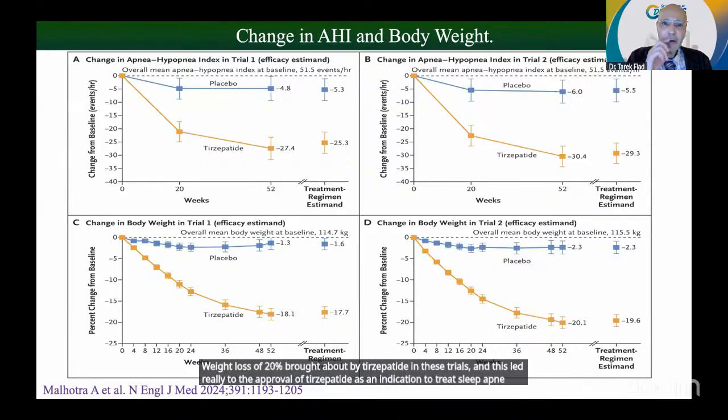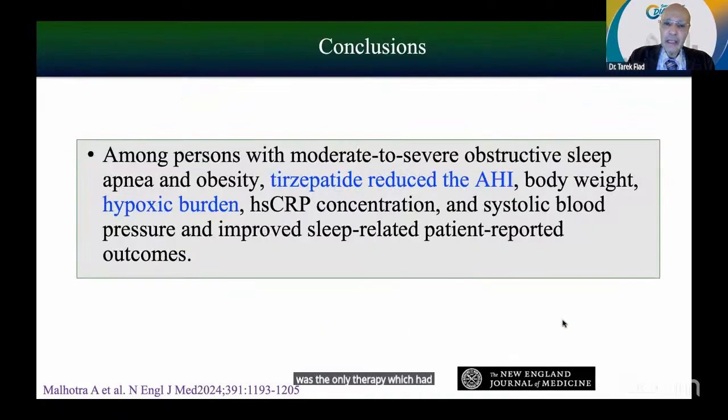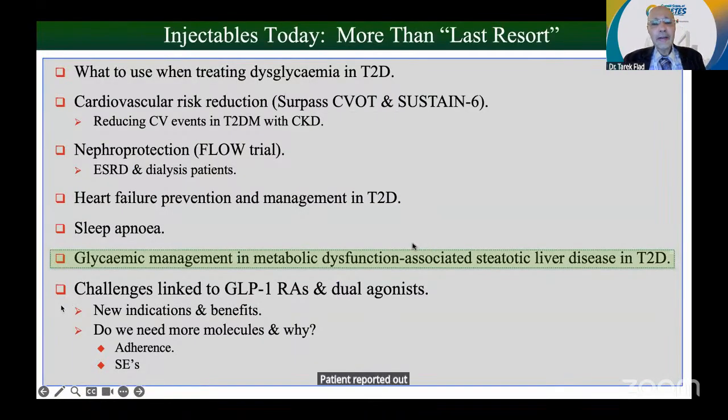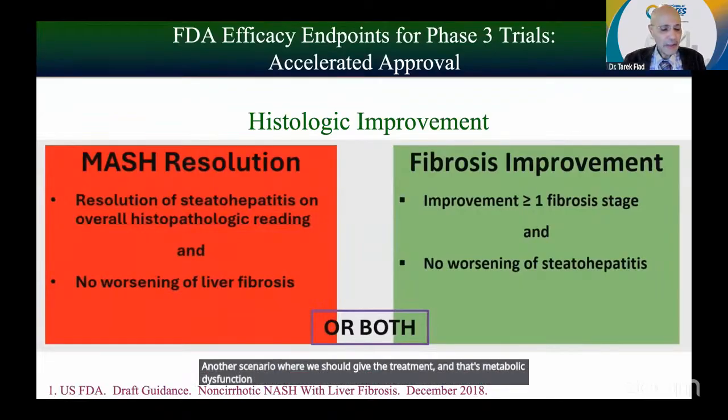This is the dual agonist, was the only therapy which had a trial in this area. So among patients with moderate to severe sleep apnea, tirzepatide reduced hypopnea index, reduced body weight, hypoxia burden, inflammation, blood pressure, and improved sleep-related patient-reported outcomes. Another scenario where we should give the treatment is metabolic dysfunction-associated steatohepatitis.